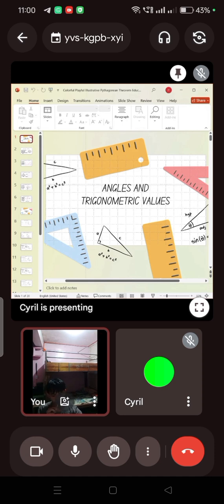So before we start, we should know about angles. An angle is formed by two rays that share a common starting point. One ray is called the initial side, where the angle begins. The other ray is the rotating side, which moves to form the angle.